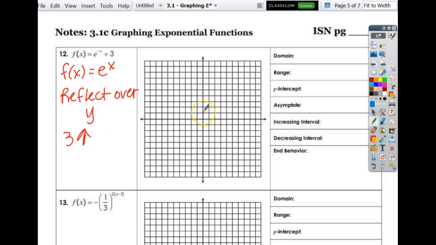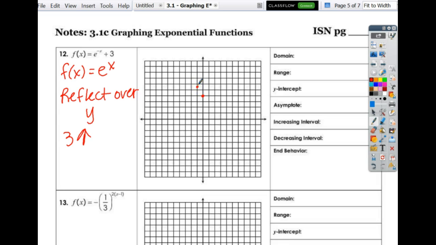So if I reflect over the y, does that move? No. And then 3 up. 1, 2, 3. So what's my next point? What did we say e was about? Okay, so 1 and 2.7. So I'm right there. So if I reflect it over the y, what happens to that point? Okay, so it's over here. And then what? So 1, 2, 3.